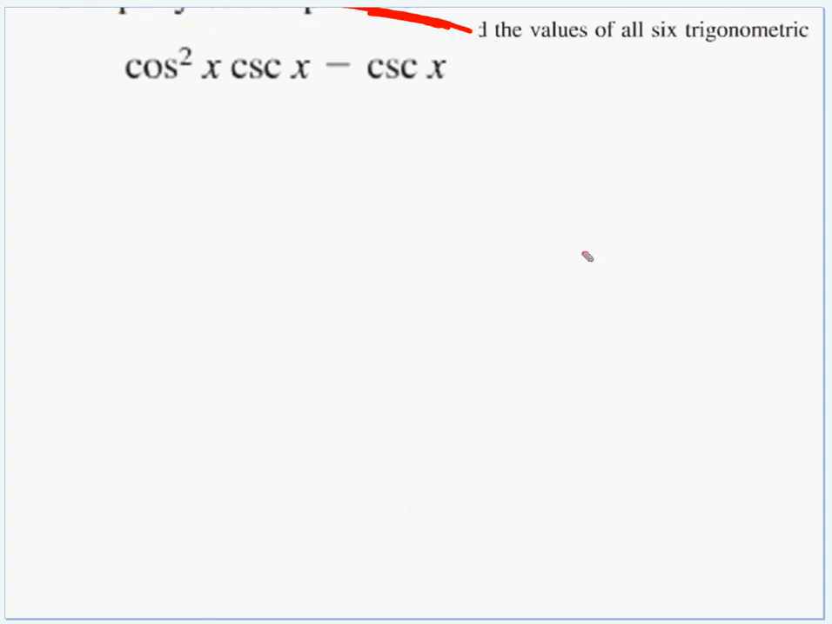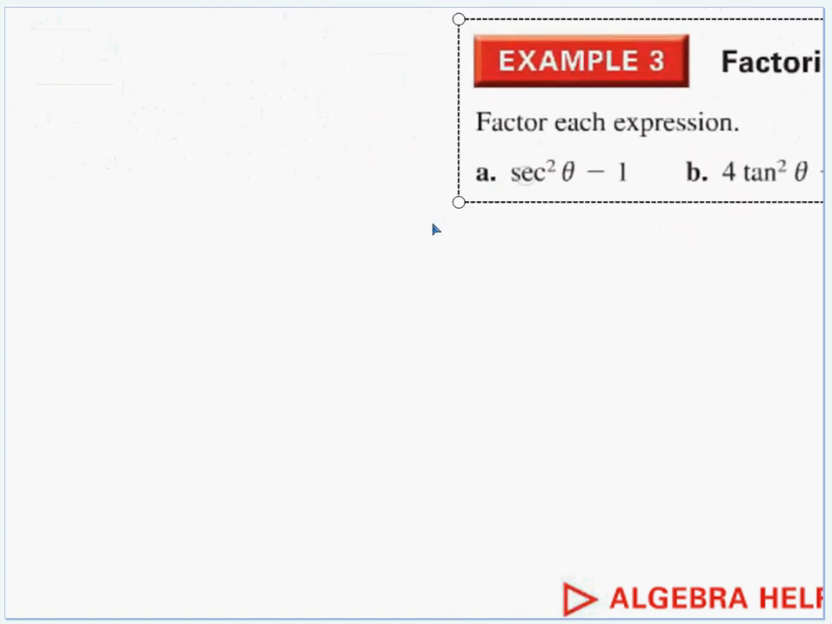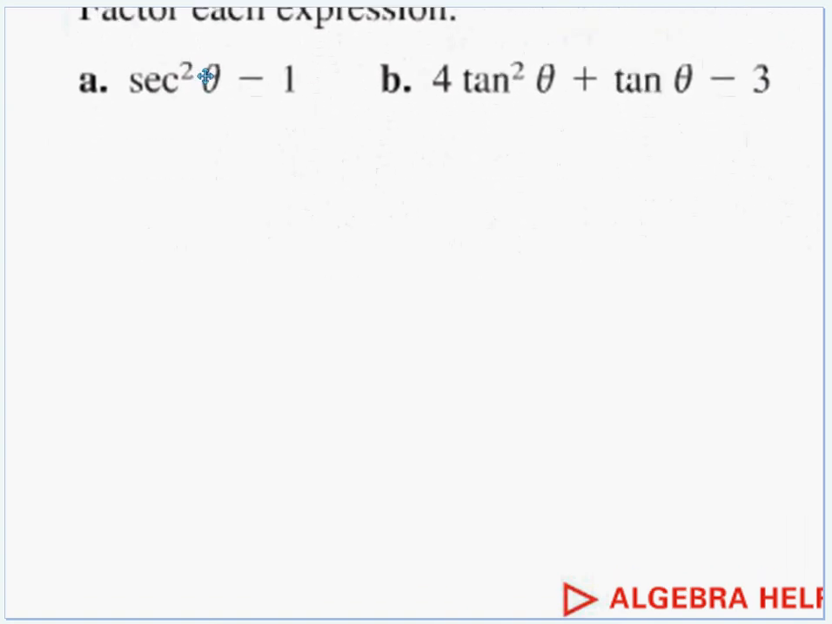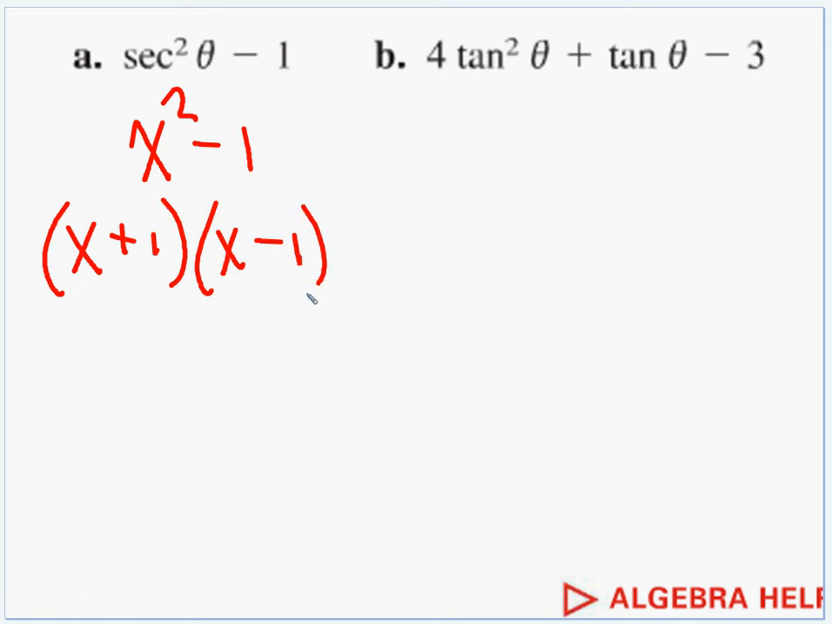Okay, let's do another example. Example 3. Okay, now here, factor. It says factor. You're used to factoring algebraic expressions, but this trig stuff is new. So what if we had a question like this, but what if it was just x squared minus 1? How would you factor x squared minus 1? Well, that's just going to be a sum and a difference. x plus 1, x minus 1. We're going to do the same idea here. You know, if I set up an empty set of parentheses, my first term is a secant squared.